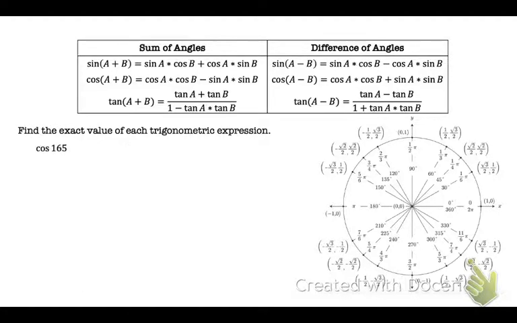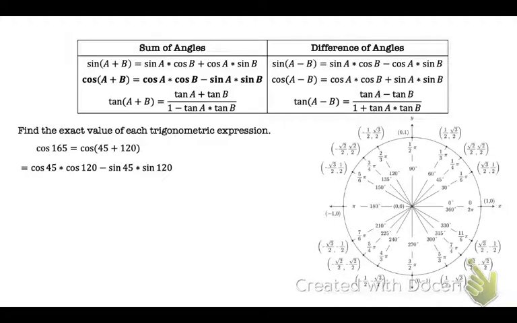Let's do another. So if I have cosine of 165, well, that's the same as 45 plus 120. So then I'm using the cosine formula here. That's going to be cosine of 45 times cosine of 120 minus sine of 45 times sine of 120.